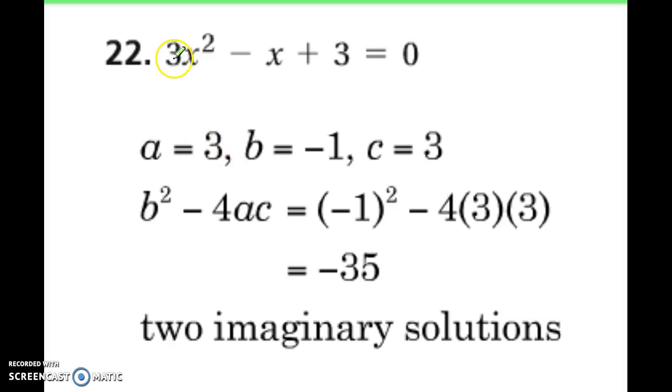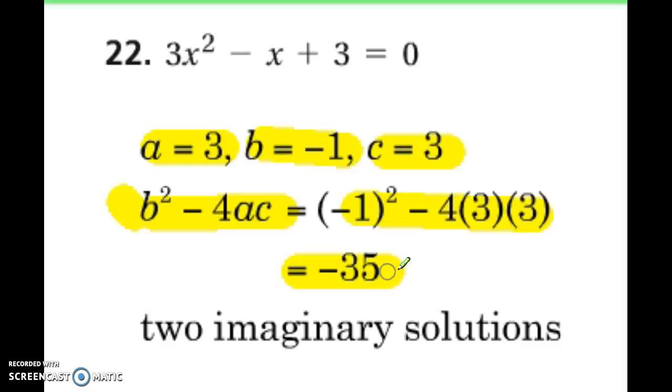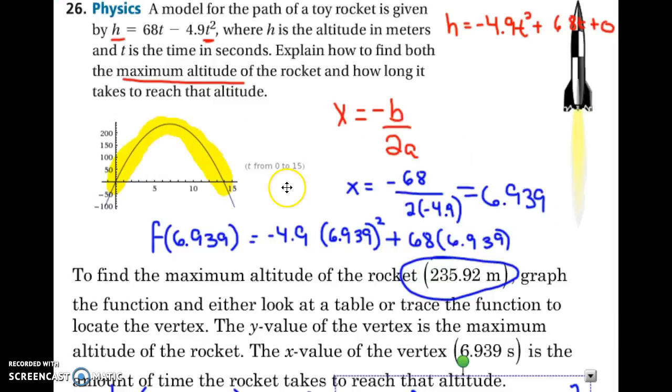In problem 22, I want to talk about the discriminant. So I'm going to list my a, which is 3, b negative 1, c is 3. I am going to plug that into b squared minus 4ac. I get negative 35. Under the square root, a negative is going to be an imaginary number, so I have no real solutions or 2 imaginary solutions.